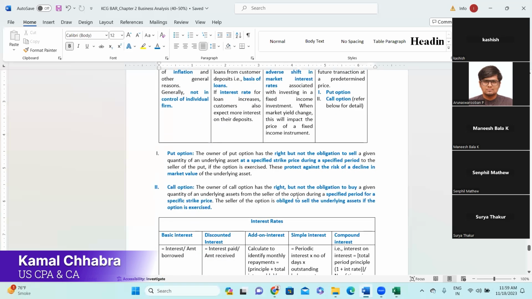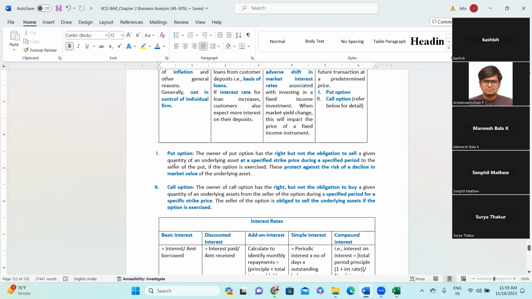No, sir. Clear. So first is about put option. The owner of a put option has a right but not the obligation to sell a given quantity of the underlying asset at a specified strike price during the specified period to the seller of the put, if the option is exercised. These put options protect against the risk of decline in the market value. So a put option is basically a right to sell.